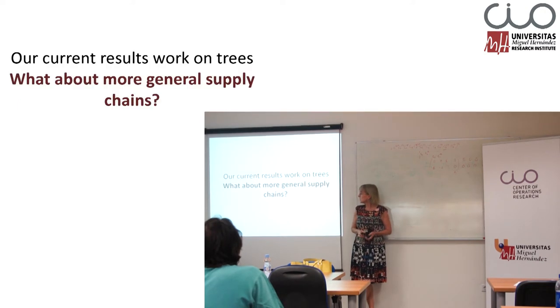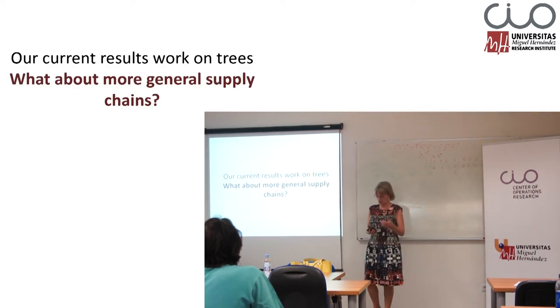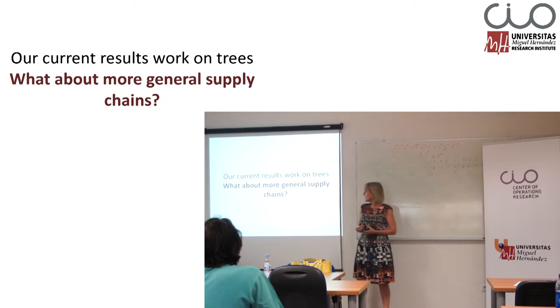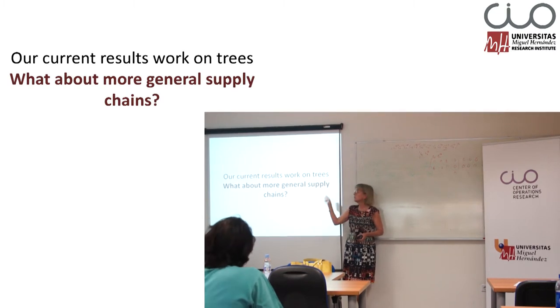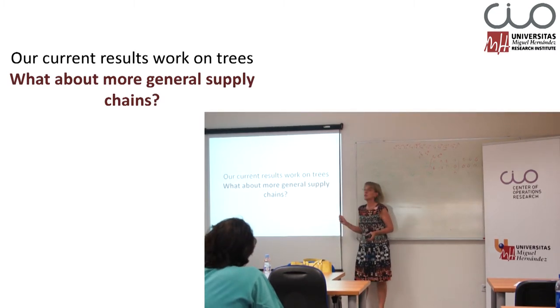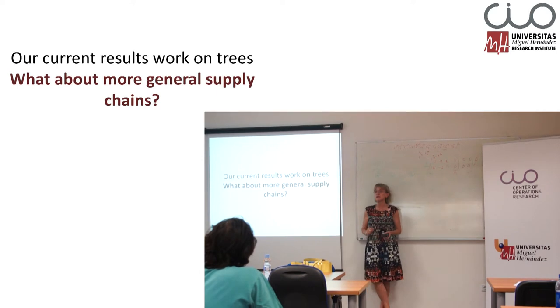Now, one of the problems, if you have noticed, is that so far I have only looked at trees. Trees are nice, and trees behave nicely, but clearly not all supply chains look like trees. We will have one supplier supplying several members of the supply chain, and we will have several different end products. So what we are dealing with in general is something a little bit messier than just a tree. What does it mean for our problem? Can we still have our nice results?